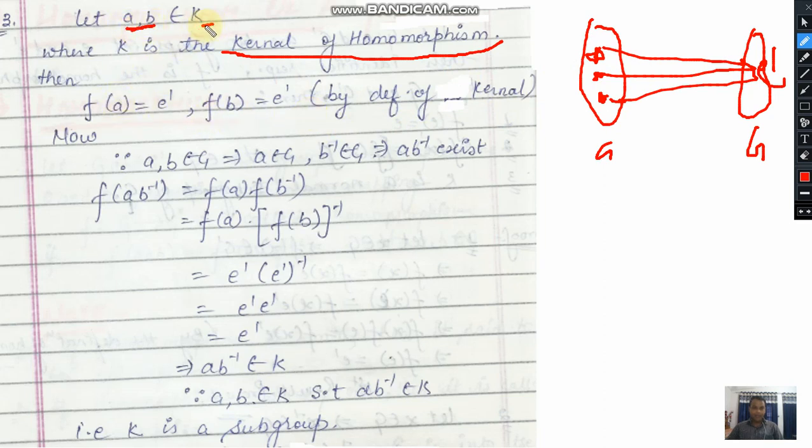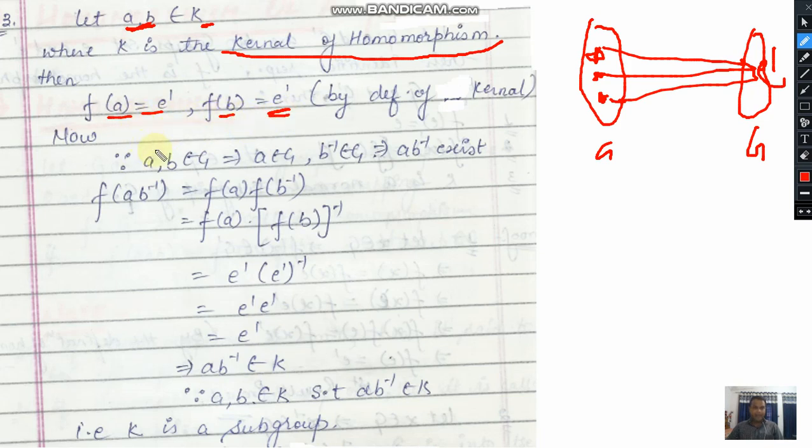Let us suppose K is the kernel of a homomorphism. So let us take 2 elements which belong to the kernel. If A and B are elements of the kernel, then they will always be mapped onto the identity in G dash. It means the mapping of A will be E dash and the mapping of B will again be E dash.